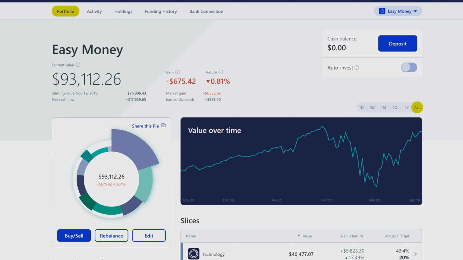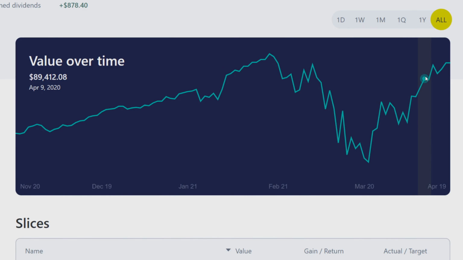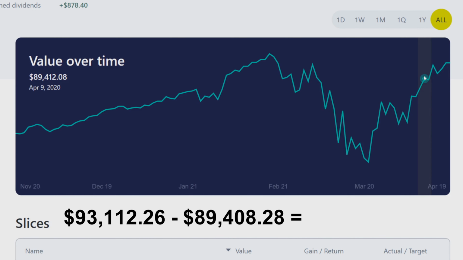All right, guys. So we're here at the M1 portfolio, and let's go ahead and zoom in over here to the graph. And if we go to about April 9th, we were at $89,408.28. And from there, it actually went up this past week. So we went up all the way to a total of $93,112.26, which is really impressive. That's a total of $3,703.98 in just capital appreciation.